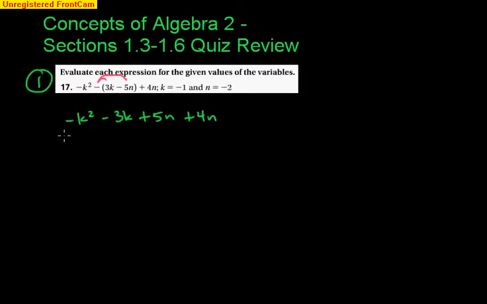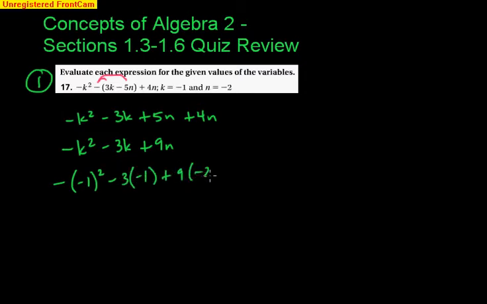Now these k's have different exponents, so they are not like terms. So negative k squared minus 3k. The 5n and the 4n, they're both positive, so we'll add them together and get 9n. And now I'll do a substitution. I'll replace k with negative 1, and replace n with negative 2.